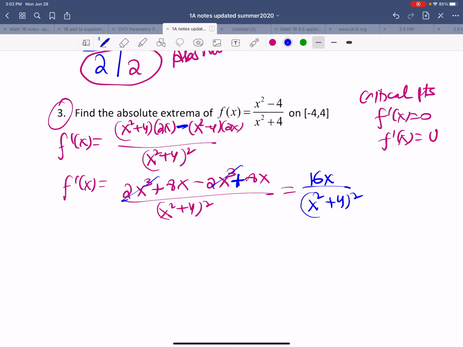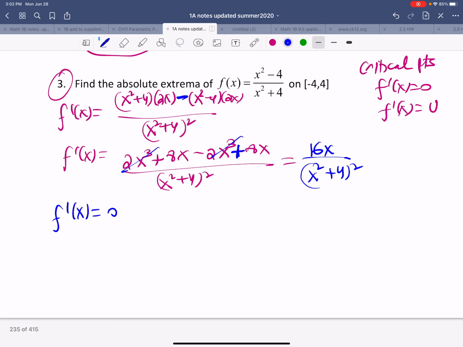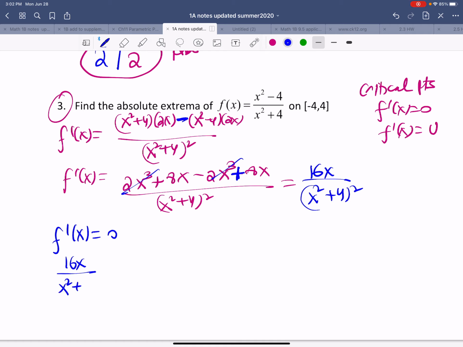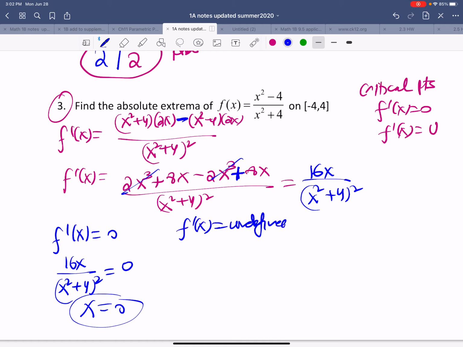Now, is this derivative ever zero? This derivative is equal to 0 when 16x over (x squared plus 4) squared is equal to 0, and that's going to happen when x is equal to 0. Is this derivative ever undefined? Is there any value of x that's going to make 0 in the denominator? No, this is never undefined. So x equals 0 is my critical point in this case. That means if this function has any max or min, it can only occur at x equals 0. And because we're looking at a closed interval, which guarantees the absolute max or min, that can happen at the endpoints as well.